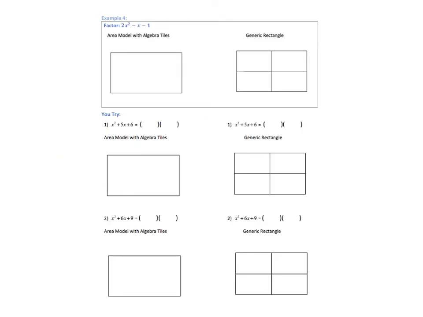All right, so we'll do another one. This time we've got a 2x squared minus x minus 1. So I'm going to start with what I know I need.